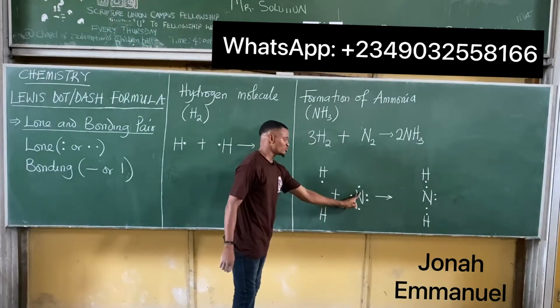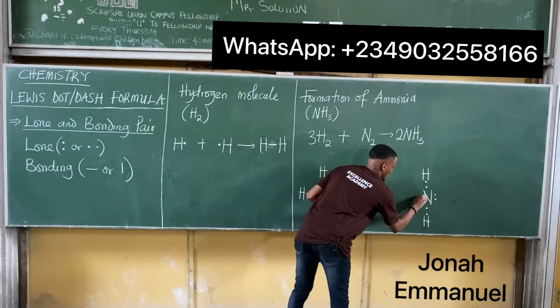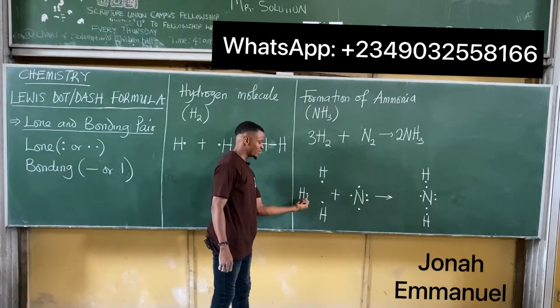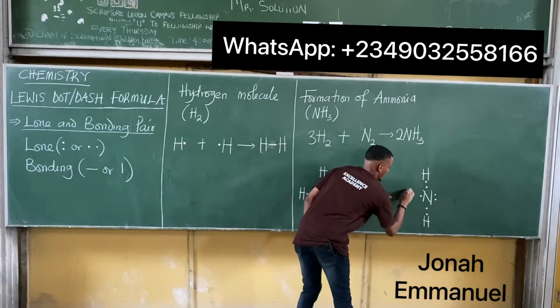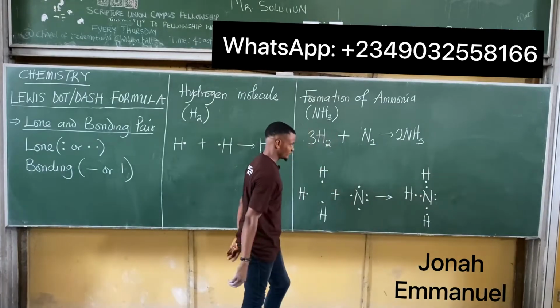Finally, nitrogen to my left, I have 1 dot. That's this one here, combining with hydrogen, coming with its own 1 dot. I have 1 dot. So I have this. So this becomes a combination.